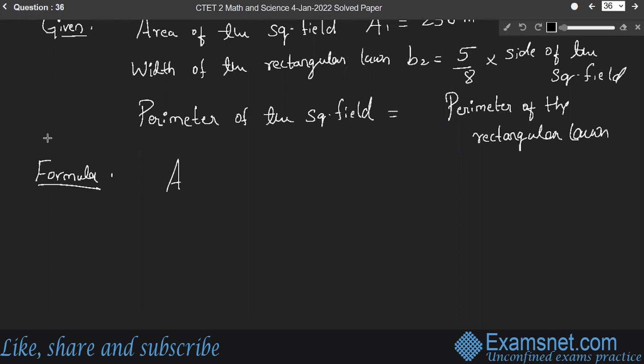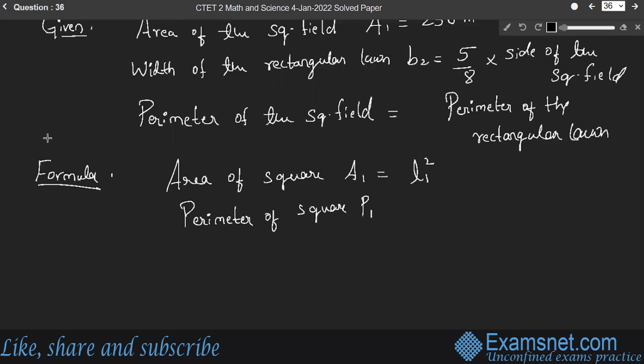Area of the square. Area of square is A1 is equal to length into length or side into side. It is L1 square. Perimeter of the square, P1 is equal to 4 times its length, 4 into L1.